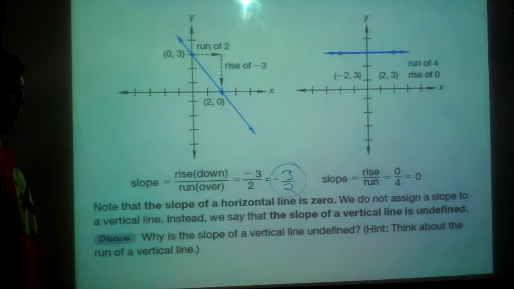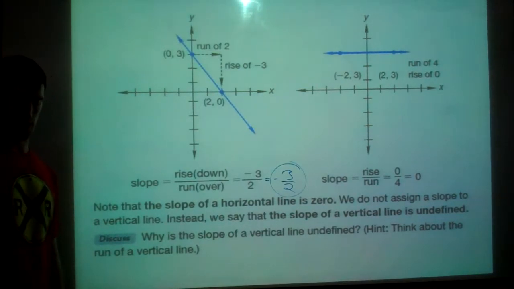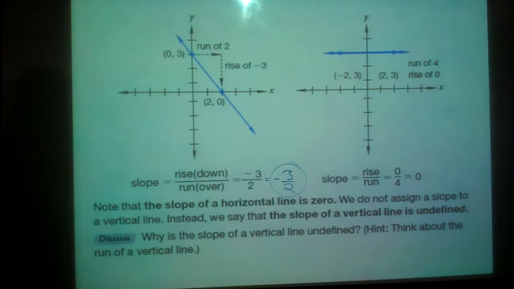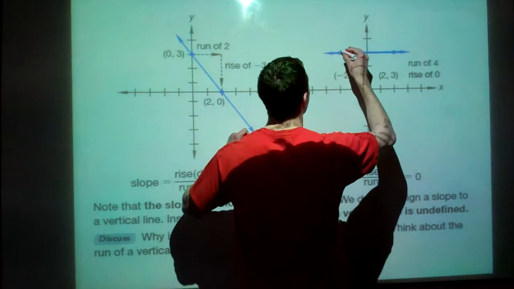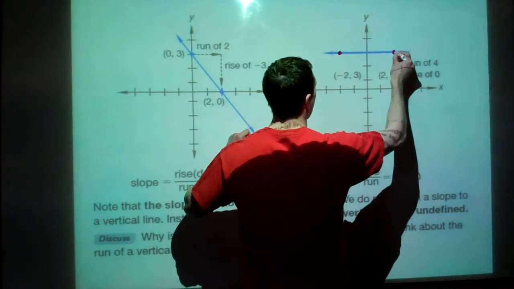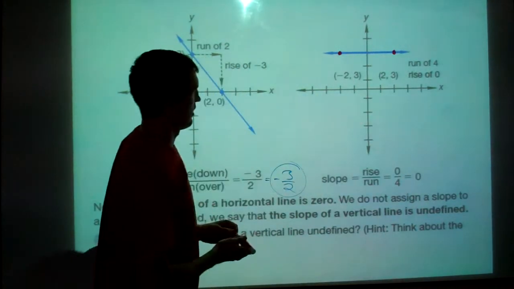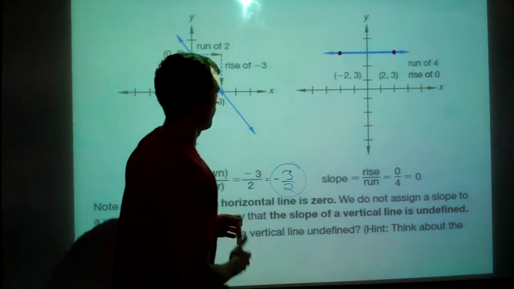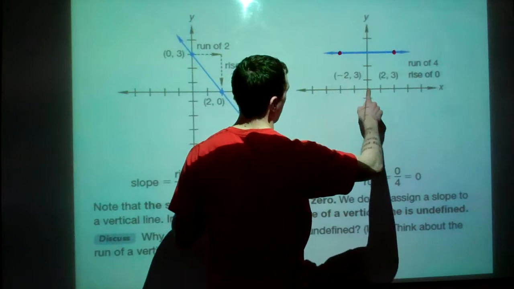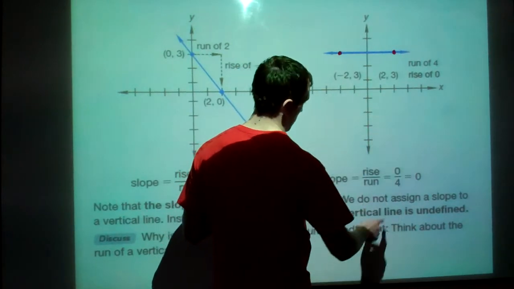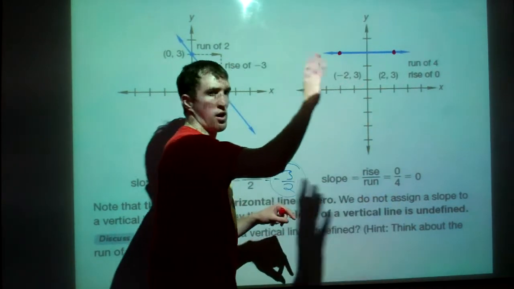Now, we have two other lines that we want to talk about. We have a horizontal line, and then after that we have to talk about the vertical line. So they chose 2 points on this horizontal line, here and here. And what they did is they found the run. How far do I have to move over to get to this point? 1, 2, 3, 4. So we ran 4, but we're not going up or down at all.